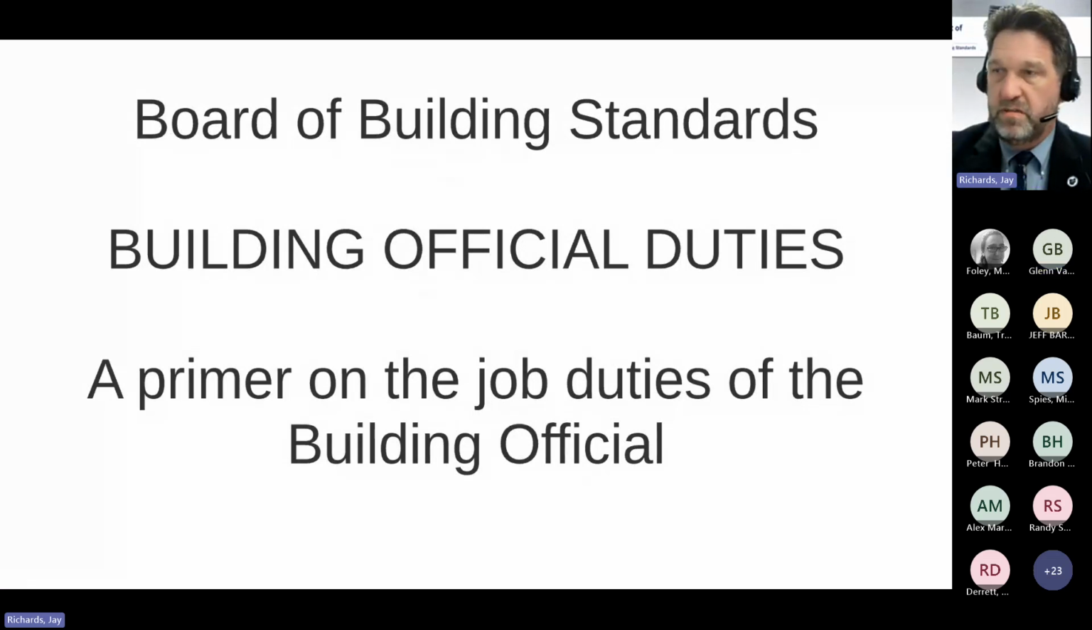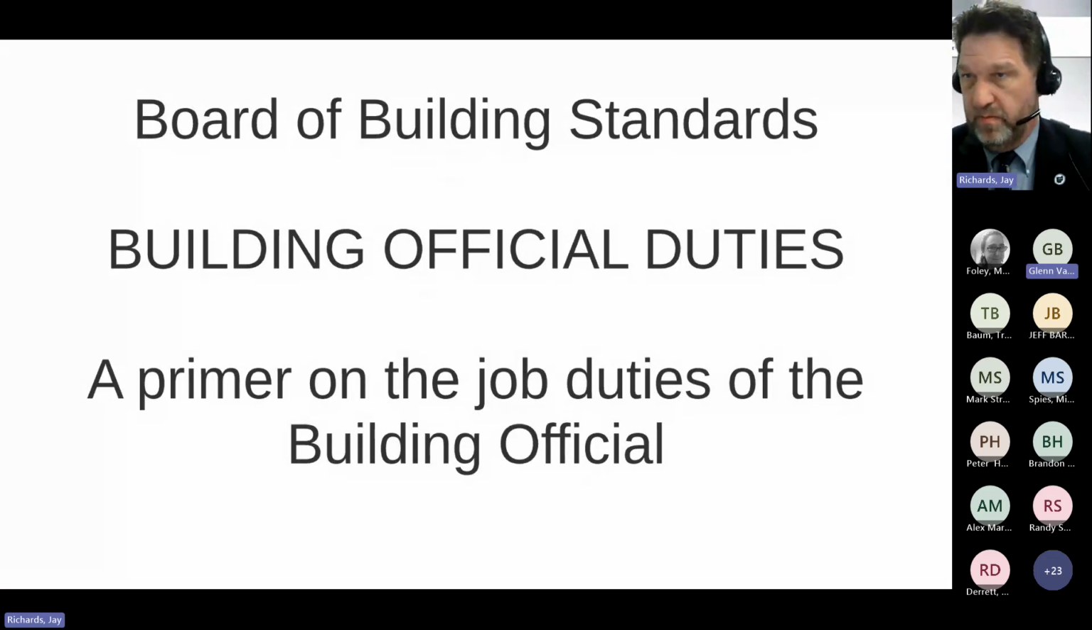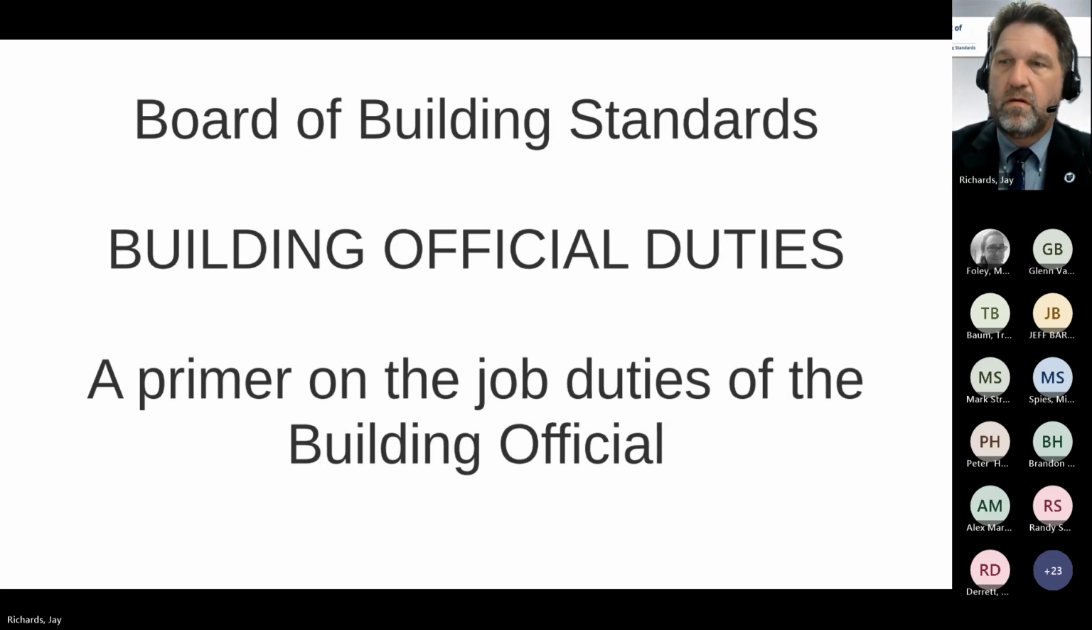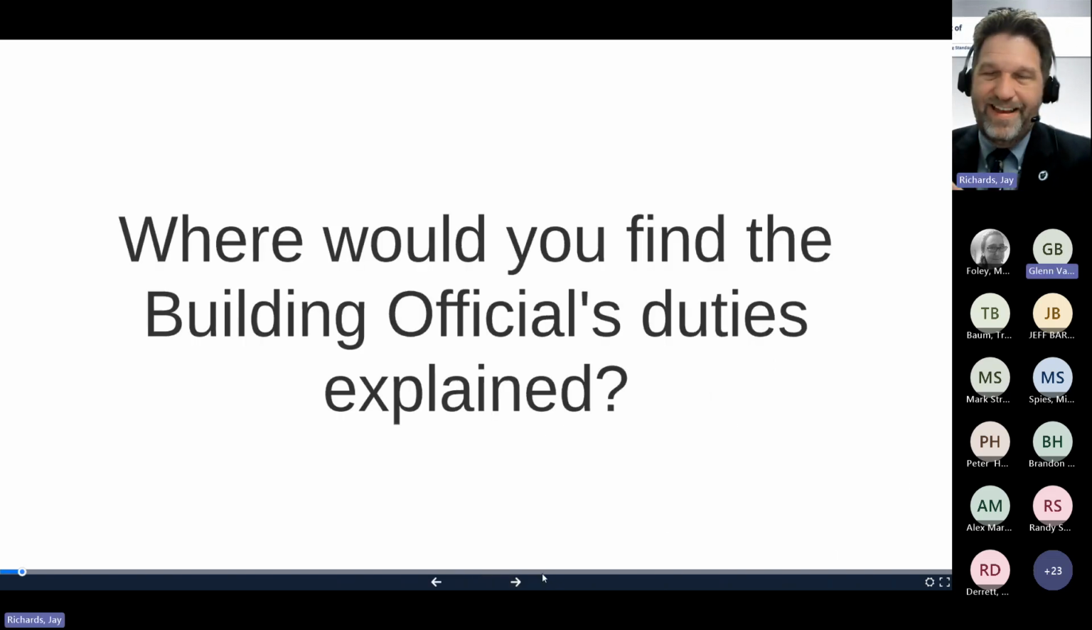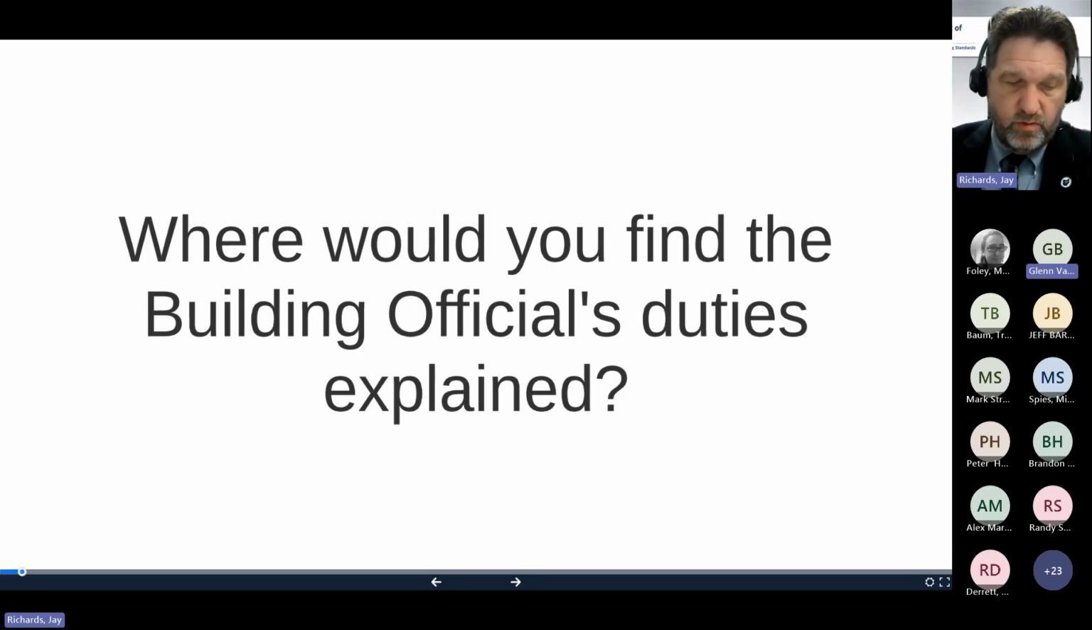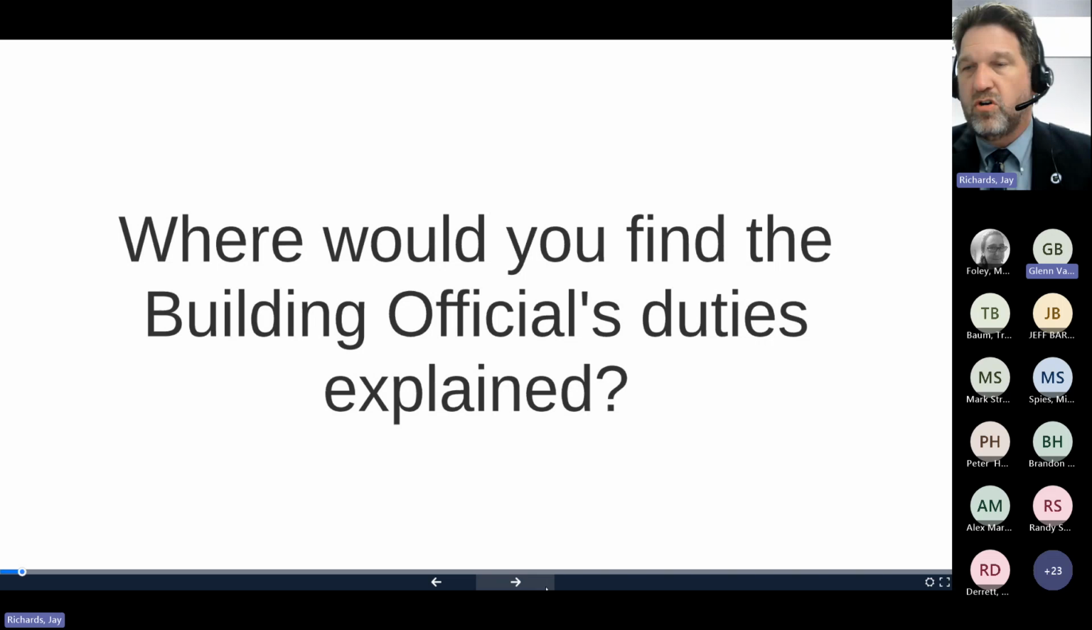So we're here to really try and understand building officials' duties relative to operating a building department. And so the first slide is about where would you find the building officials' duties explained, and of course in the previous edition of the Ohio Building Code we would have said 104 is where you would find those building official duties and responsibilities explained. And while it's not located there in the 2024 OBC, the language is still basically the same.